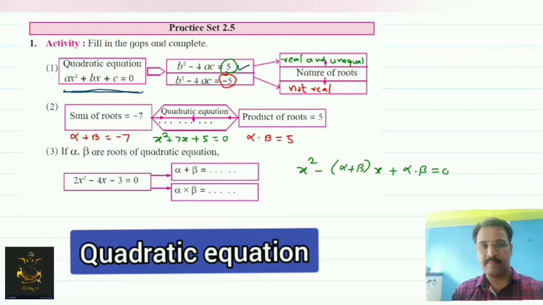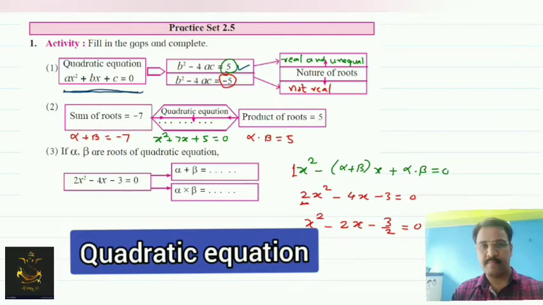Now the given equation I'll convert into that form. That is 2x square minus 4x minus 3 is equal to 0. But we don't need 2 here because the coefficient should be 1. So I'm going to make the coefficient 1, means divide both sides by 2. What will come now? x square minus 4 upon 2, that is 2x, minus 3 by 2 is equal to 0.